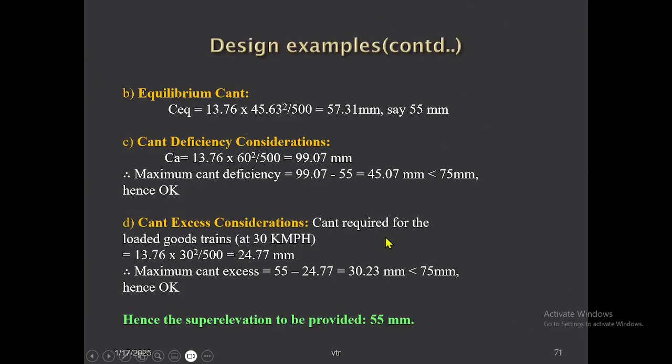Here we first find out the equilibrium cant. The equation for BG is 13.76 into the equilibrium speed squared divided by the radius. So 13.76 into 45.63 squared divided by the radius comes to around 57.31 mm. Say 55 mm. Then we go for the cant deficiency consideration.